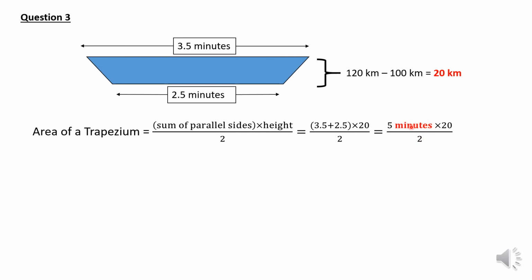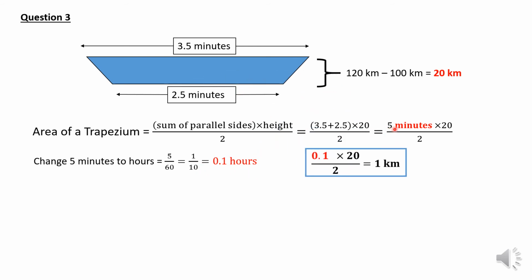So I did my side work. 5 minutes is exactly 5 over 60, because it's not a complete hour, which is about 1 over 10, which is 0.1 hours. So I'm going to substitute 0.1 in here. So this 5 minutes is 0.1 times 20 divided by 2. So this gives me the distance, and that is the area. That's the distance that we're looking for.